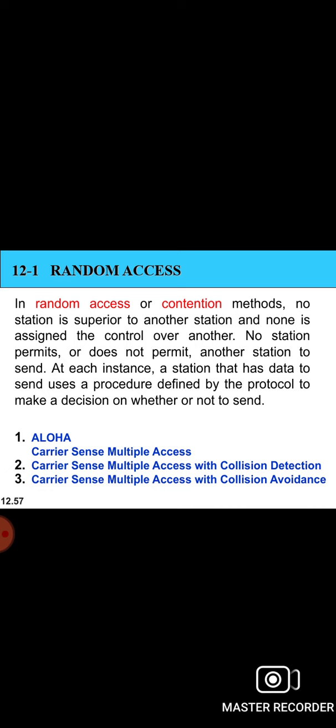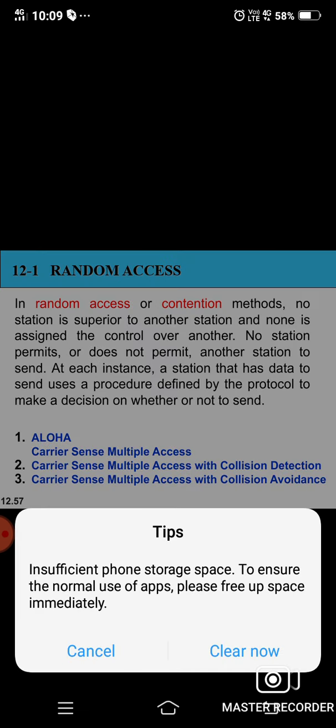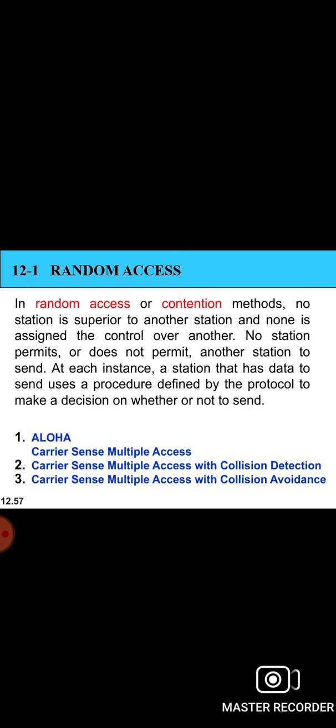However, if more than one station tries to send, there is an access conflict, that is, a collision, and the frames will be either destroyed or modified. To avoid access conflict, or to resolve it when it happens, each station follows a procedure that answers some questions. For example, when can the station access the medium? What can the station do if the medium is busy? How can the station determine the success or failure of the transmission? What can the station do if there is an access conflict?